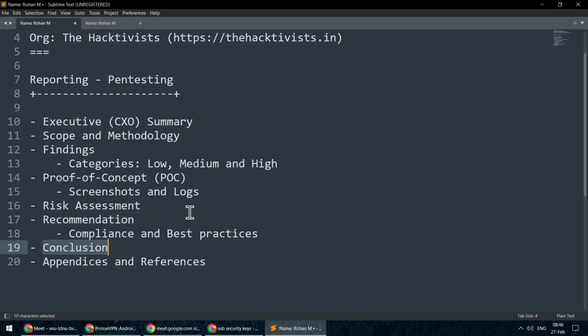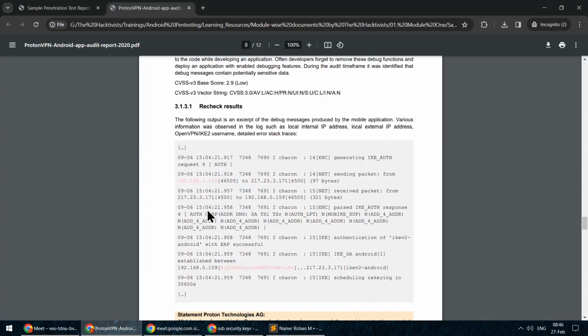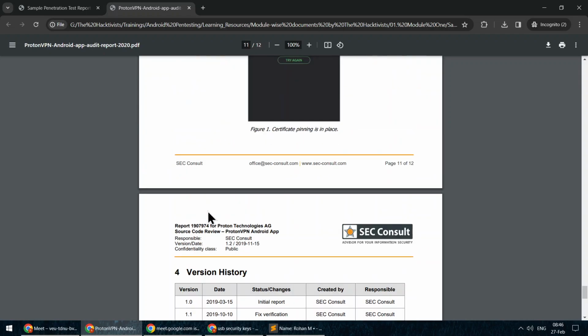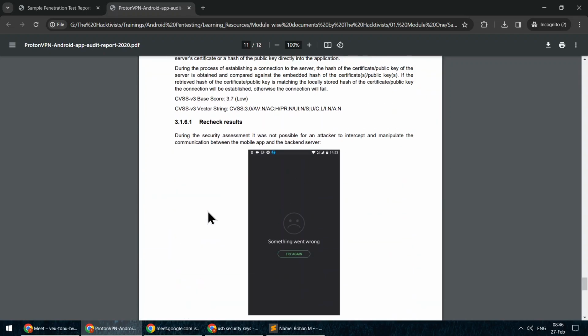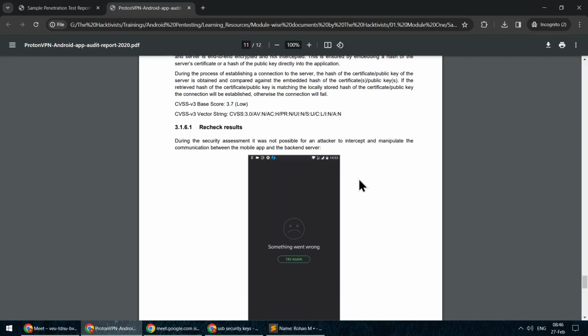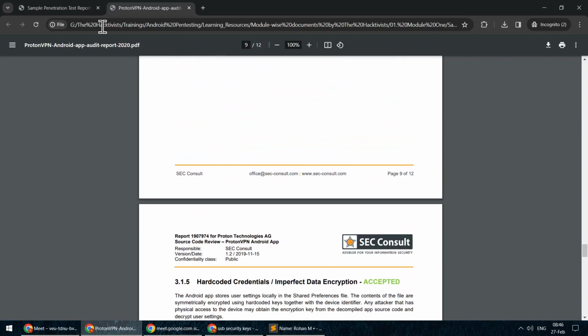Then the appendices and references. If in case we have given links to any of the external resources, that for this security issue, this external resource is to be referred. So in the references and appendices, you will be giving those references. If we have that here, no, it was not required here, so they have not put it. Here you can see the screenshots that we have tested this. This is the recheck, and it is done here. So this is one of the reports.